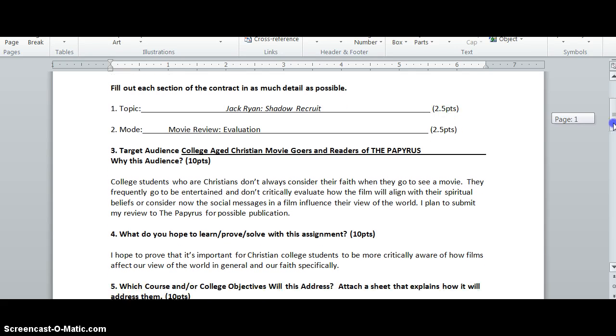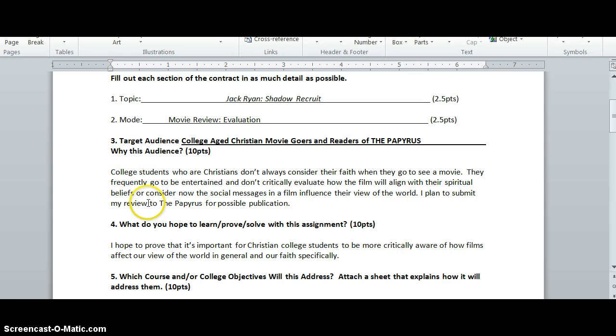Next, this student offers an explanation of why they chose this specific audience. You need to know why you're speaking to these specific people. And when you write that project, you need to target your discussion to that specific audience and that audience's interests and concerns.